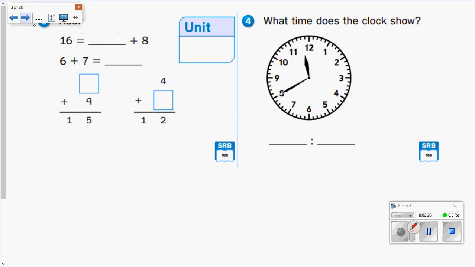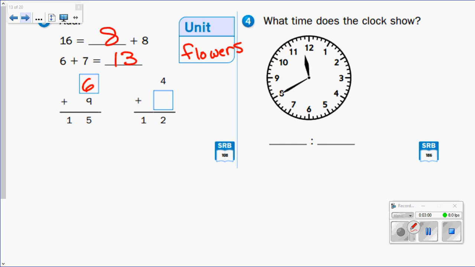Number 3, remember to put your unit. Let's go with flowers. Our unit always tells us what it is that we're talking about. So 16 is equal to or the same as what plus 8? We got 8. 6 plus 7 is equal to or the same as 13. What number do we add to 9 to get to 15? Okay, you could use your number grid or you can count up, which was 6.